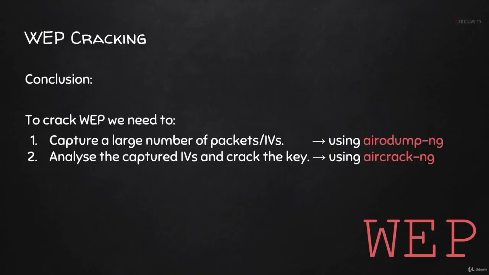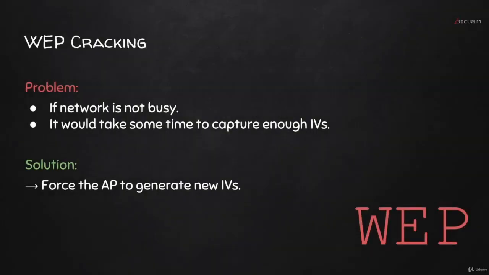In the previous lecture, we've seen how easy it is to crack WEP. All we had to do is capture enough data and then run aircrack-ng to crack the encryption and give me the key. Now, one problem that we could face is if the network is not busy. If it's not busy, then the number of data will be increasing very, very slowly. Therefore, we're going to have to wait for a while before we have enough data to crack the key.